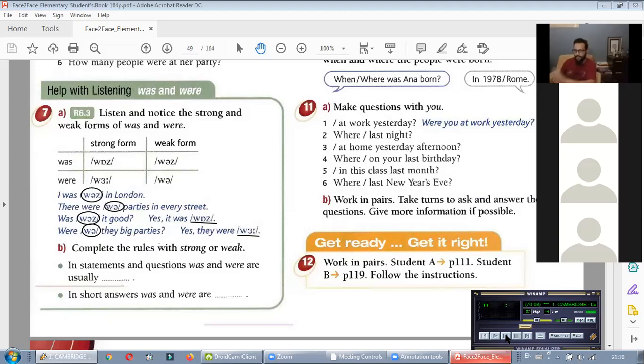Okay, do you see the difference? Do you get the idea? All right, okay. So here we have a little rule. It says complete the rules with strong or weak.